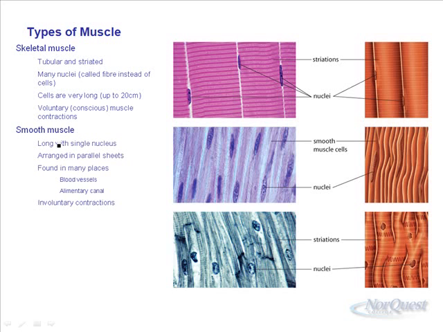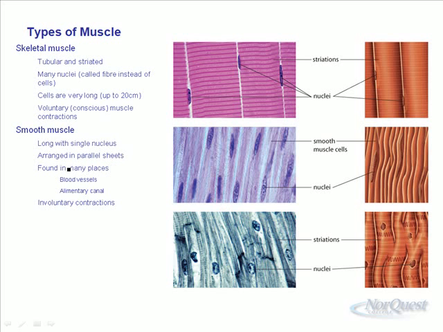Smooth muscle is a little bit different. They are long and they have a single nucleus. So like most cells, they only have one nucleus instead of many in each cell. They're arranged in parallel sheets as opposed to tubes.